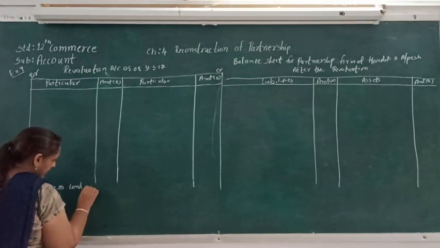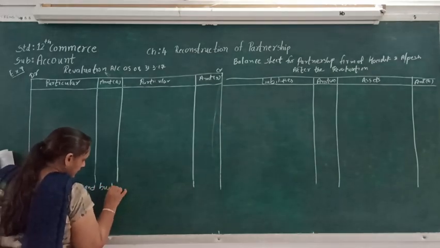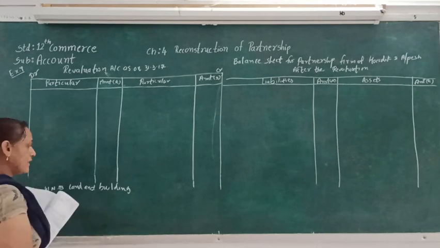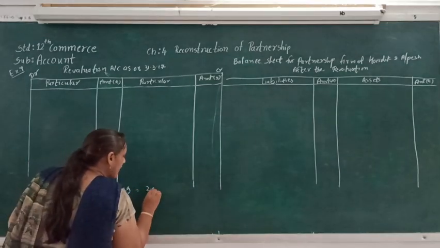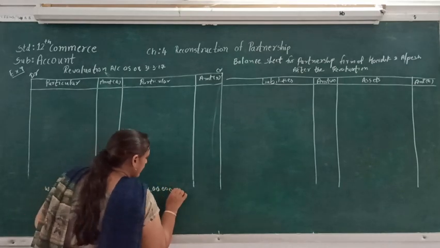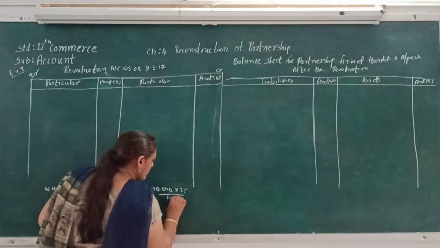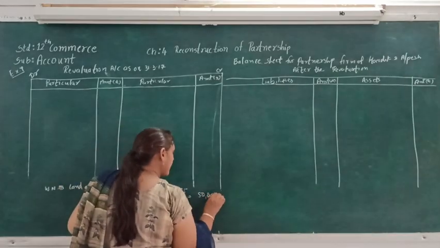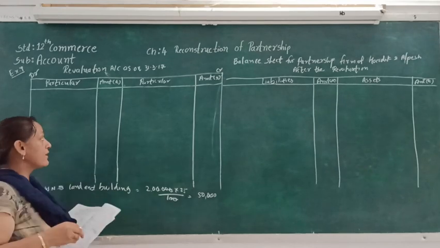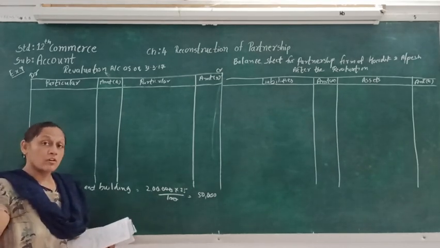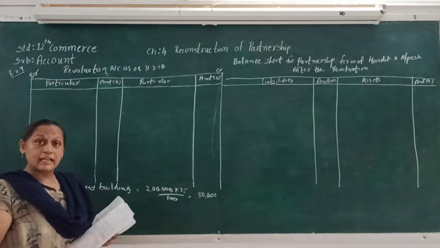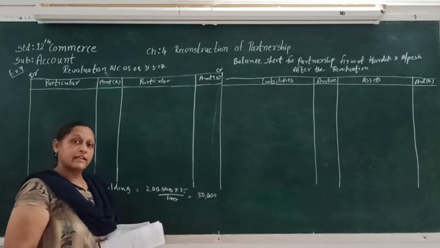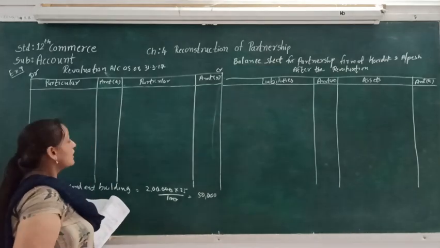So here 25% of 2 lakh. For that we know that 2 lakh into 25% upon 100, so it will be 50,000. So there is an increase in the value of land and building of 50,000. This land and building is an asset, and when there is an increase in the value of land and building, it is our profit and it is going to be credited to the revaluation account.